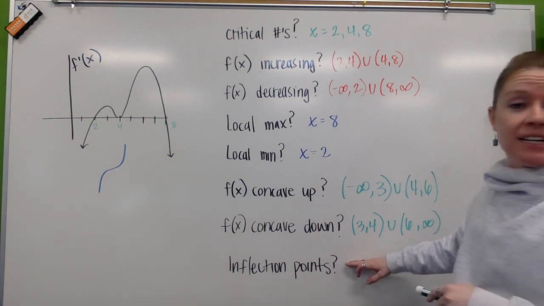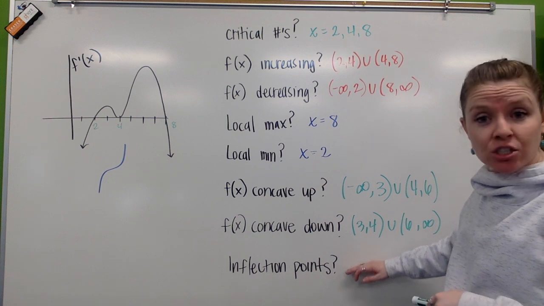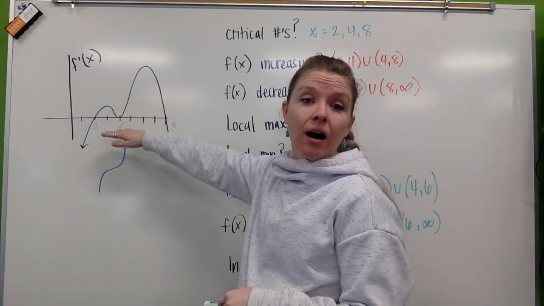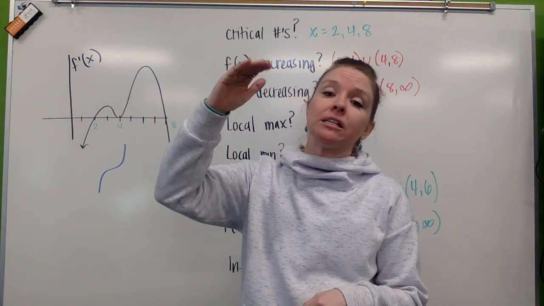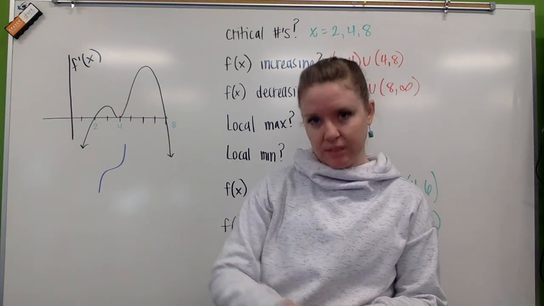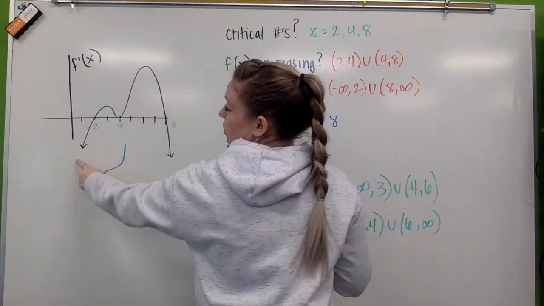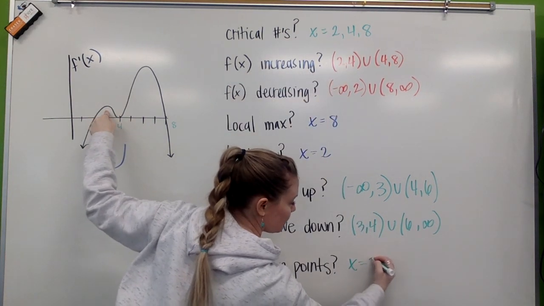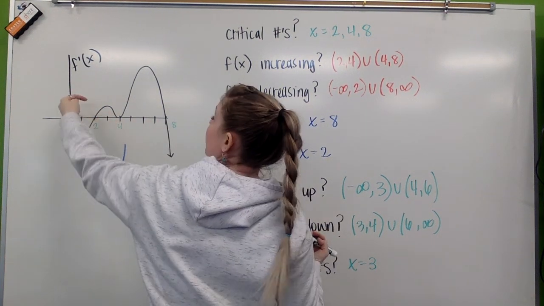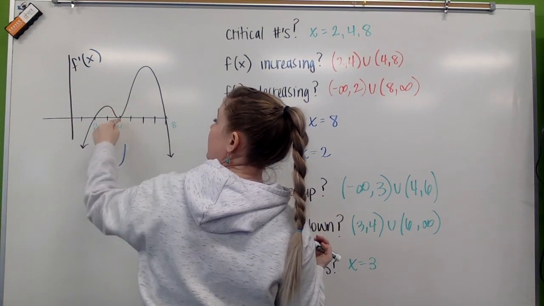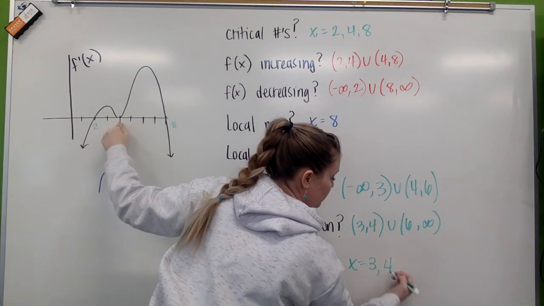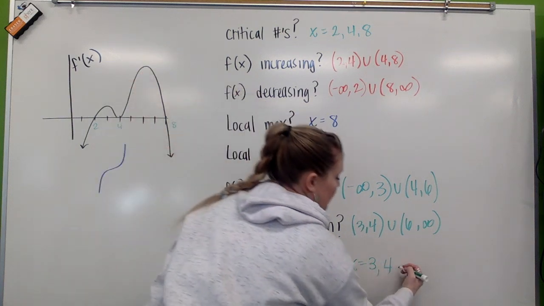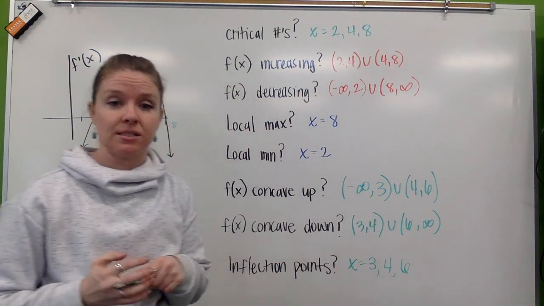Okay, and where would we find inflection points? Inflection points show up when we see a change in concavity, which means we're going to look for where f prime changes from an increase to a decrease, or a decrease to an increase, right? So here it's increasing, and it changes to a decrease. So we're going to have a point of inflection at 3. Then we decrease, and here it's going to change to an increase, so we're going to see a change at 4, which means there's a point of inflection. And then increase to a decrease, that's going to happen again at 6.